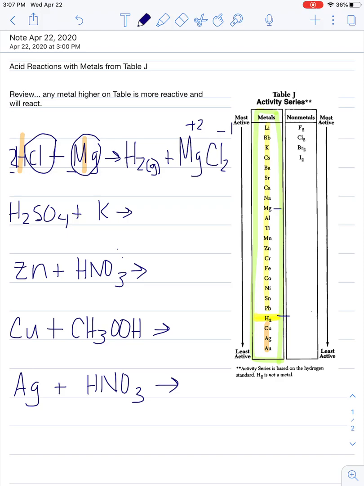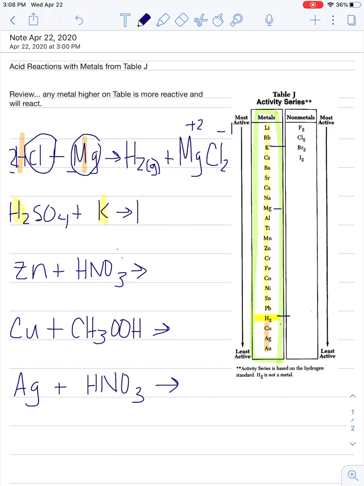The next one we'll take a look at is sulfuric acid. So I just picked a whole bunch of acids just so you start to get familiar with what an acid is. And then we're looking at K. So we're comparing H on table J and K. If you look on table J, you can see that K is up here and H is down here. So yes, this reaction will occur.